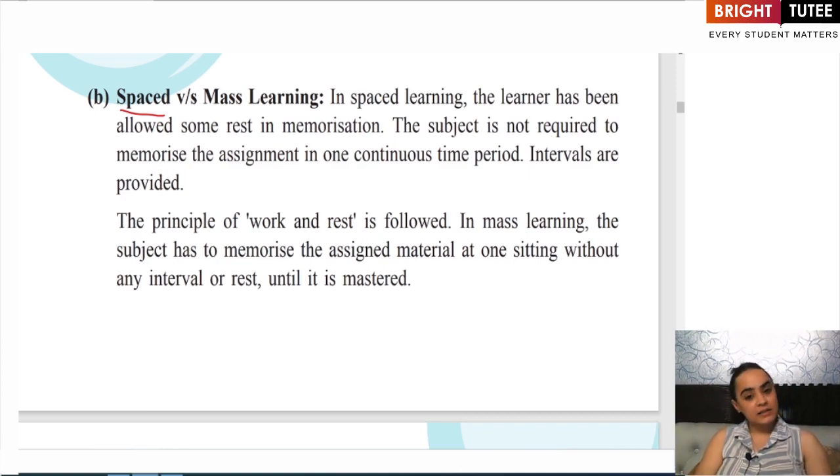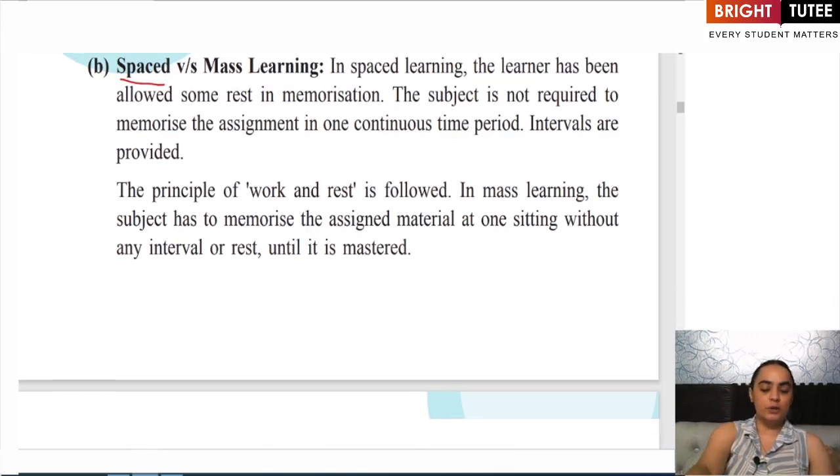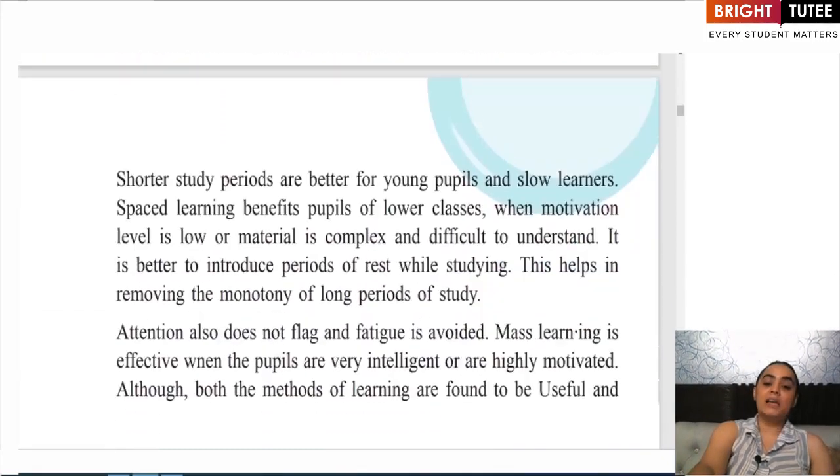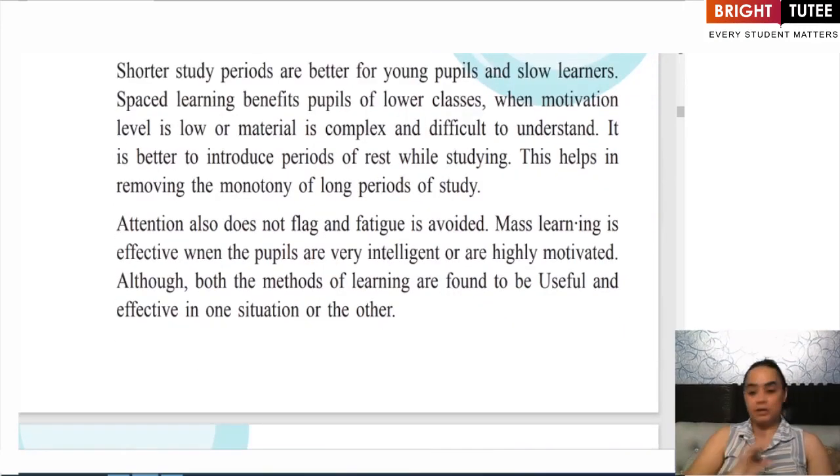However, mass learning means when you are supposed to memorize whatever material is assigned to you at one sitting. You sit, and even if the assignment is 10 pages long, without rest, without break, you will have to learn it unless and until you have mastered it, unless and until you've learned it accurately well.